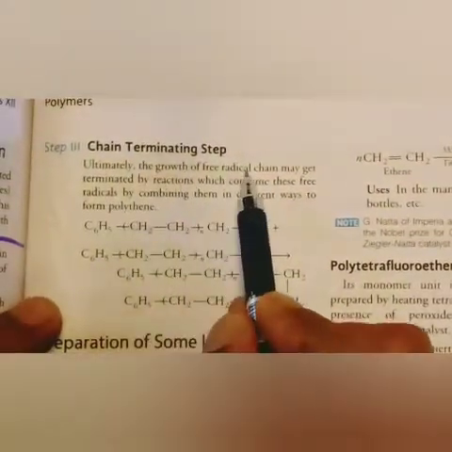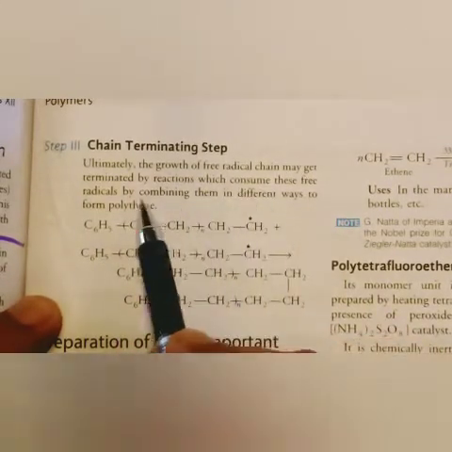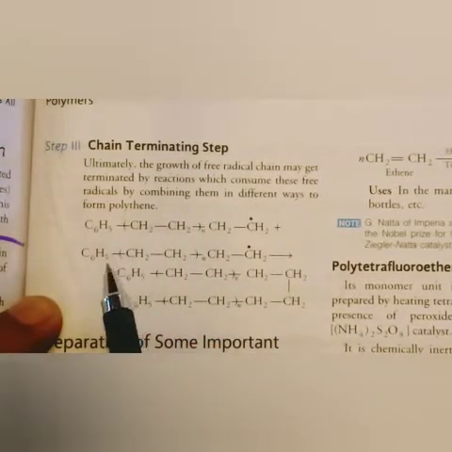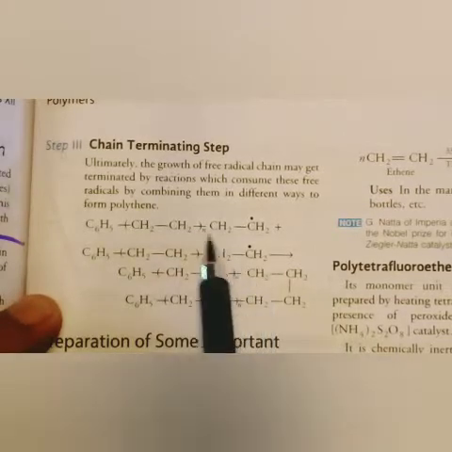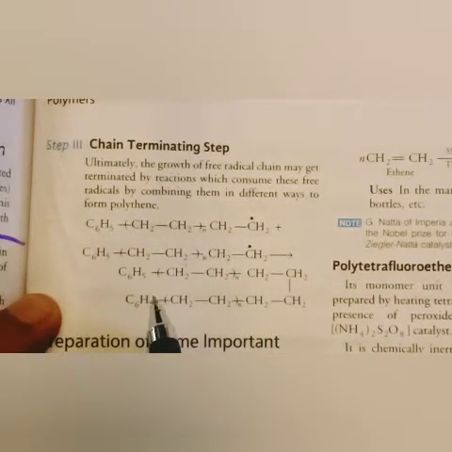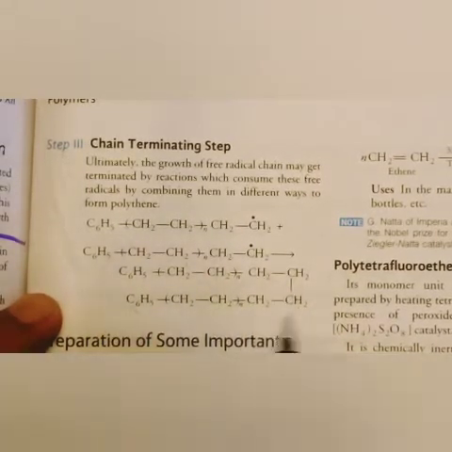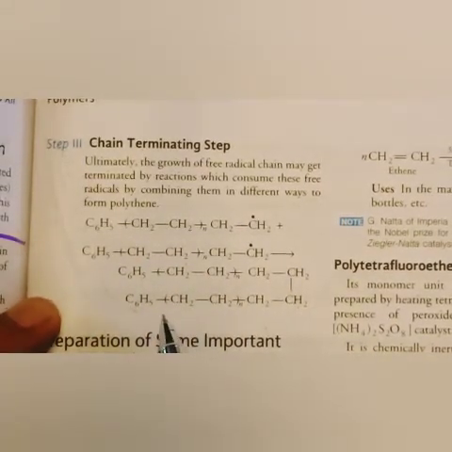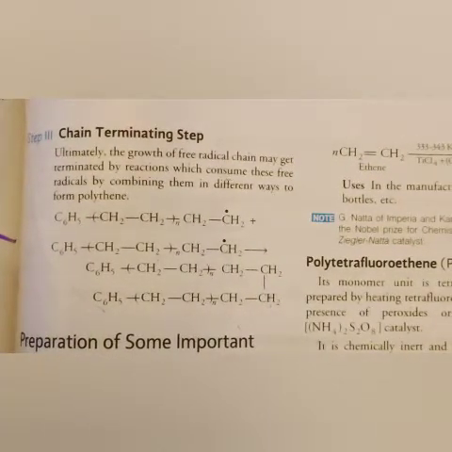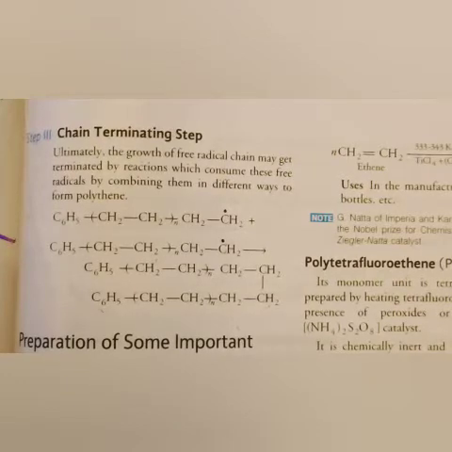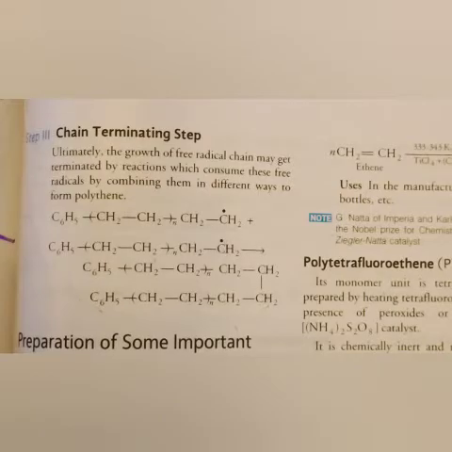Ultimately the growth of the free radical chain gets terminated by consuming these free radicals, combining them in different forms. Like this is one propagation reaction, this is the second propagation reaction. When these two combine, the CH2 groups form a bond and the chain is terminated. So these are the three steps, dear students. Step 1 is the chain initiation step, number 2 is the chain propagation step, and number 3 is the chain terminating step. In this way the addition reaction is carried forward.